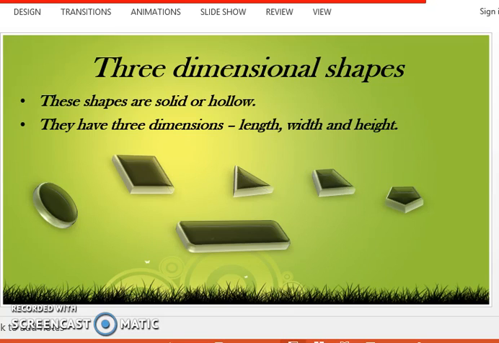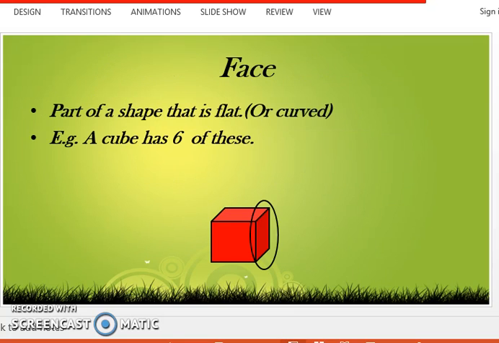Three-dimensional shapes. The next topic is three-dimensional shapes. These shapes are solid and they can be hollow. They can be filled with something. They have three dimensions, that is length, breadth and height.